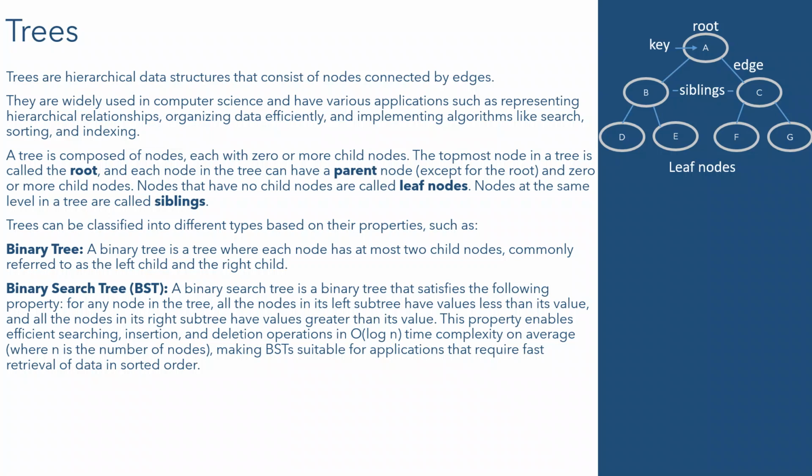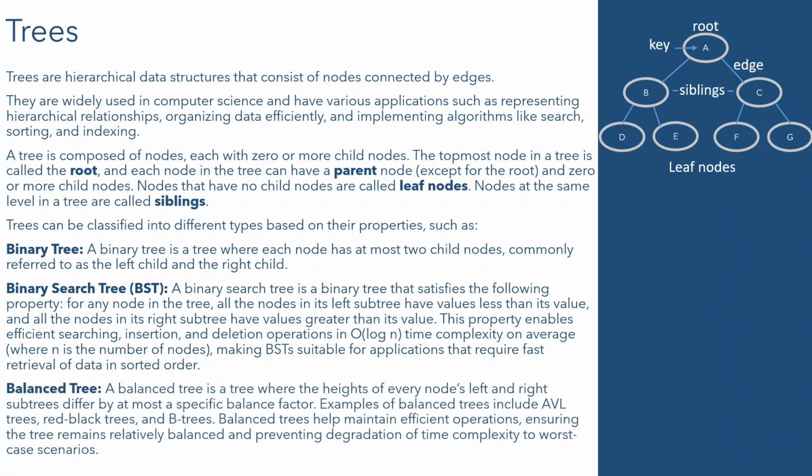There is also the binary search tree. A binary search tree is a binary tree that satisfies one property: all the nodes in the left subtree have values less than the node's value, and all the nodes on the right side have greater values. This property gives efficiency in searching, insertion, and deletion operations, basically O(log n) in the average case, making a BST suitable for applications that require fast retrieval of data in sorted order.